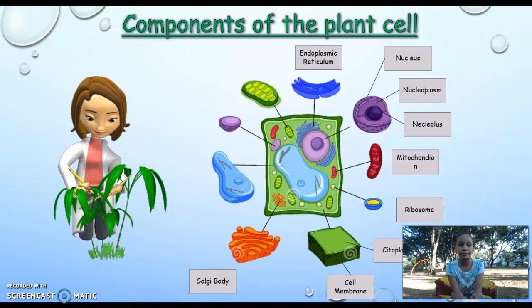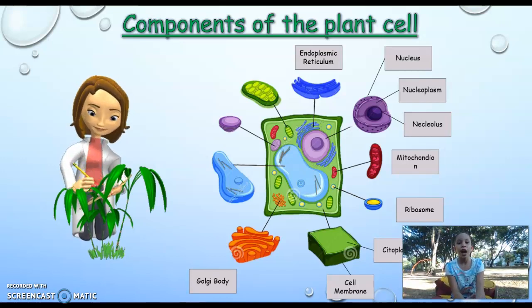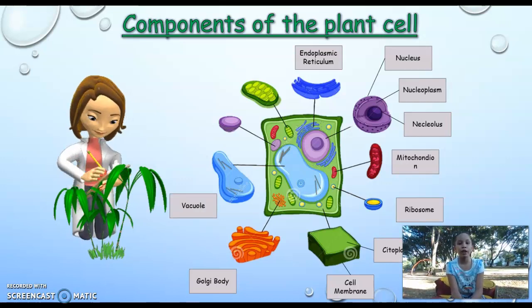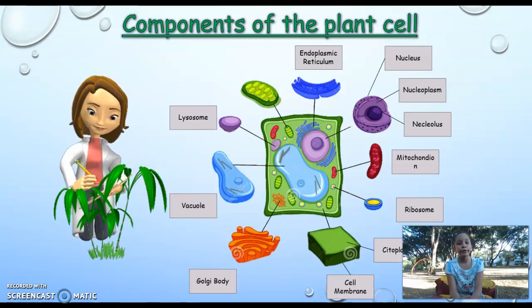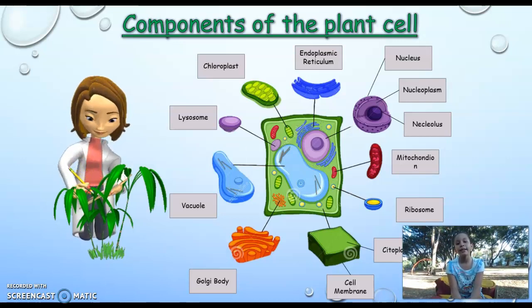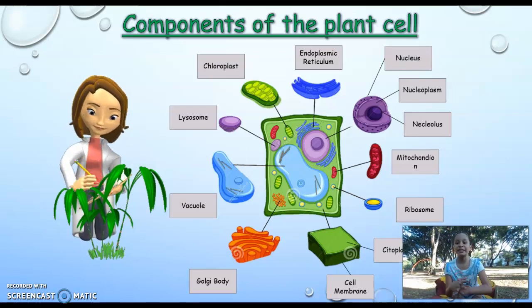Golgi body aids in the manufacture and packing of proteins and lipids. Vacuole helps retain waste products. Lysosomes are responsible for reclaiming wasted cellular debris. And chloroplasts, their main function is the realization of photosynthesis.